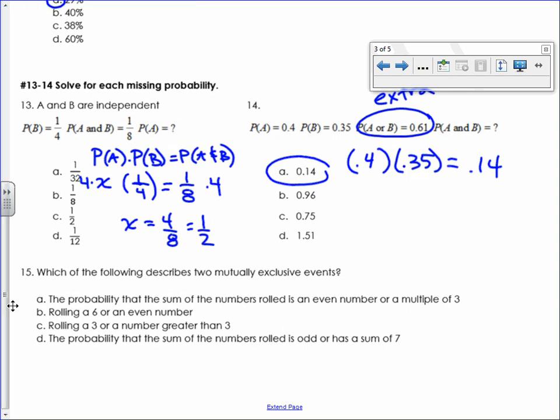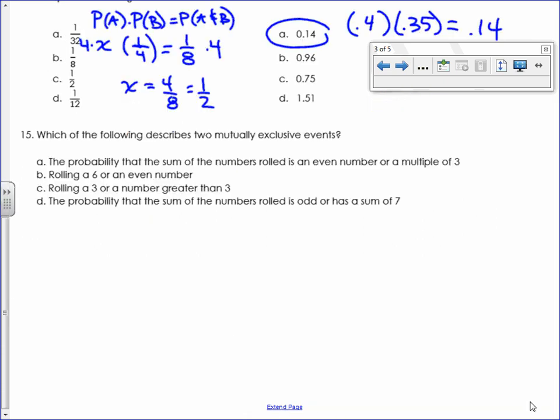Number 15. Which of the following describes two mutually exclusive events? Here's one that you definitely want to take some notes on. Mutually exclusive events do not share outcomes. For example, you can't draw a red card and a black card at the same time. Those are exclusive events.